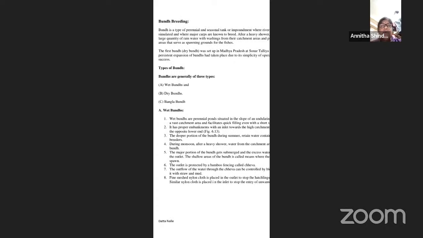Then the deeper portion of the bund retains water during summer, containing major carp breeders. So it has a deeper portion in the center, and during summer it can retain the water, containing major carp breeders.